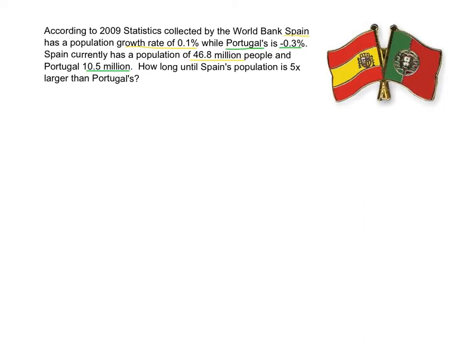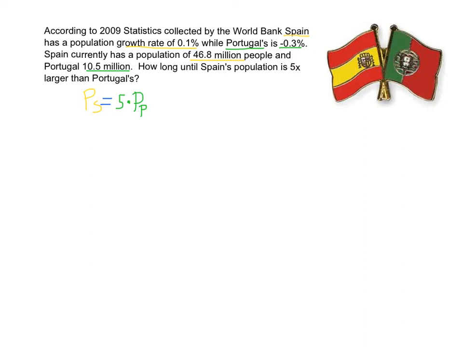Alright, so there's the relative information, and we're interested in population, so let's have the population of Spain, and we're going to compare that to the population of Portugal. And we want Spain to be 5 times larger. That means that I'm going to have to take Portugal's population and multiply it by 5. And that should then equal Spain's population.